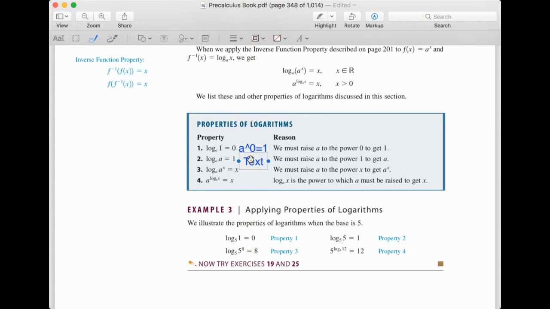And log base a of a equals 1. Why? Because a raised to the power 1 equals a. Then this one, a to the power log base a of x, equals x. Why? Because a to the power x equals a to the power x.